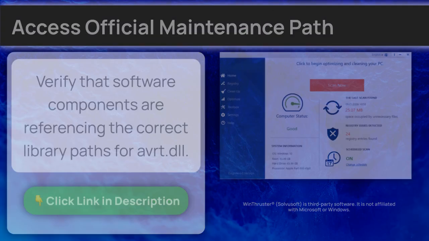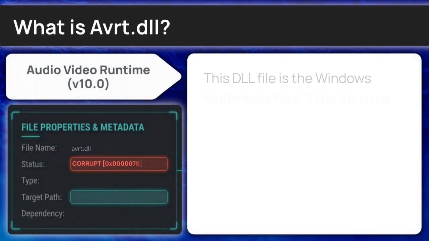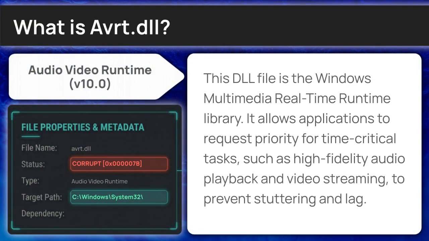This DLL file is the Windows Multimedia Real-Time Runtime library. It allows applications to request priority for time-critical tasks, such as high-fidelity audio playback and video streaming, to prevent stuttering and lag. Now that we've covered what the file does, let's jump into our first fix.